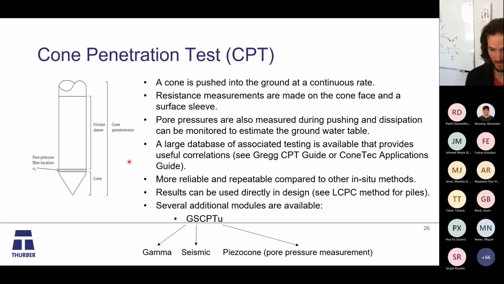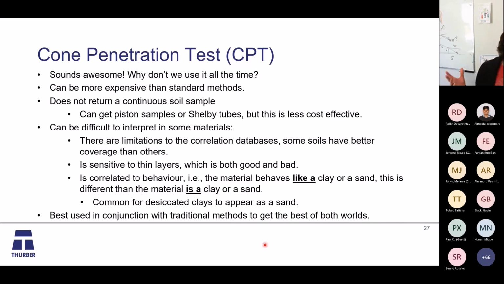And you can add on a lot of different modules. So you could have a GS-CPTU, which would be a gamma seismic CPT with a piezocone with pore pressure measurement. So you can bolt on a lot of additional modules. That sounds great. Why don't we use CPT on every project? Well, it can be more expensive than standard methods. It doesn't return a continuous soil sample at all. You can use a piston sampler or push Shelby tubes, but it's less cost effective.